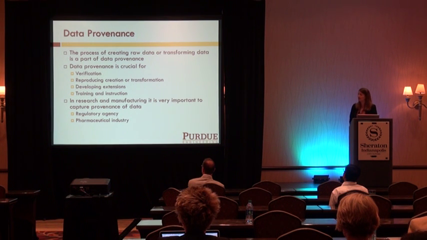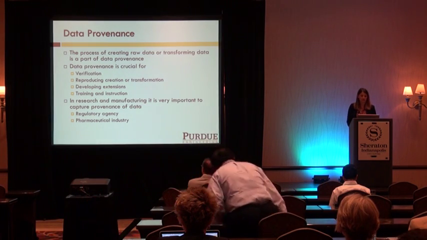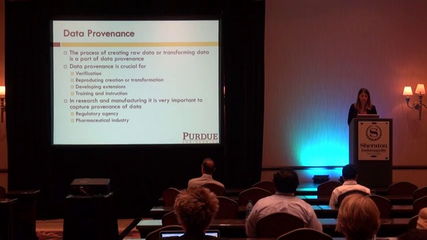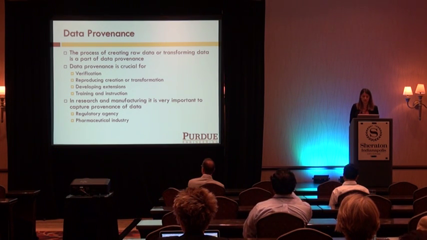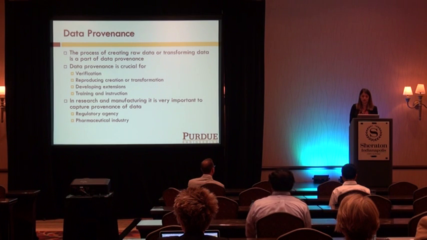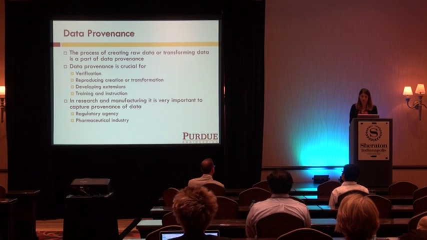So the process of creating raw data or transforming data is a part of data provenance. And this is crucial for verification, reproducing, creation of transformation, and developing extensions, and also for training and instruction purposes. And especially in research and manufacturing, it is very important to capture data provenance, especially for the pharma industry, where you need to report to a regulatory agency, such as the FDA in the United States.